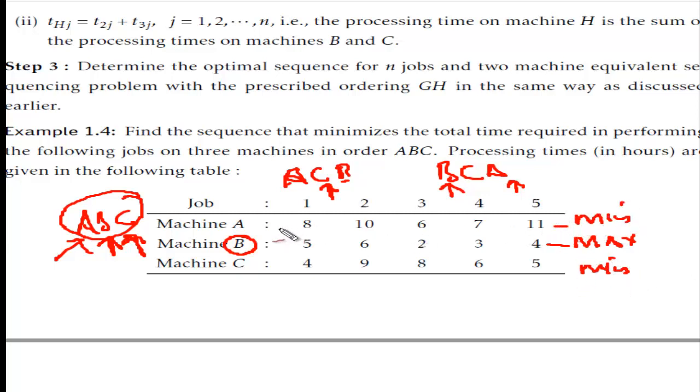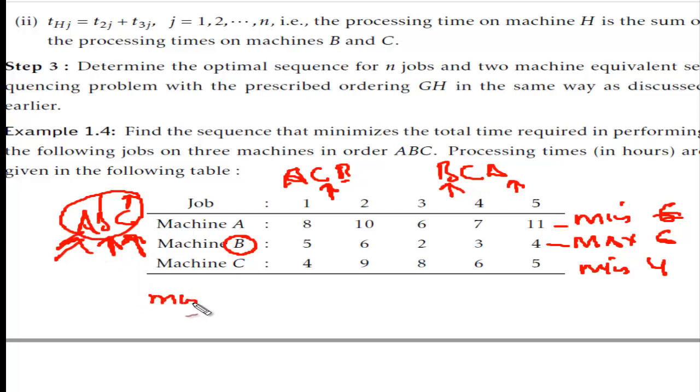So what is the minimum of machine A? It is 6. What is the maximum of machine B? Again, I'm seeing 5, 6, 2, 3, 4, that is 6 again. What is the machine C minimum? Minimum is 4. Okay, now I have to see the condition: the first machine, the middle machine, and the last machine, the third machine, and the order is A B C. So I have to see the minimum of machine A.